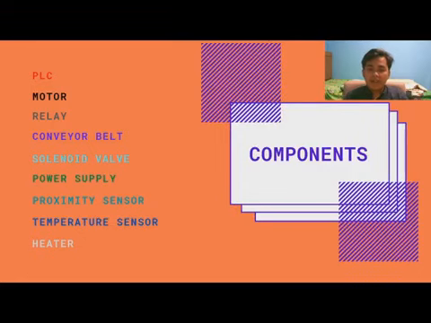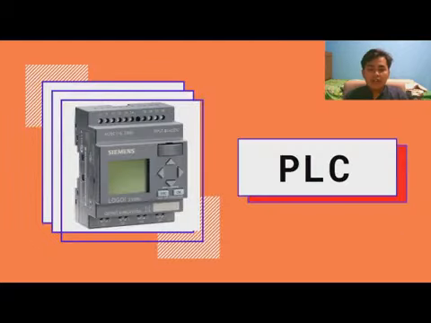There are 9 components for our experiment project. They are PLC, motor, relay, conveyor belt, solenoid valve, power supply, proximity sensor, temperature sensor, and heater. Next, we will talk about our components one by one. Okay, the first is the PLC.